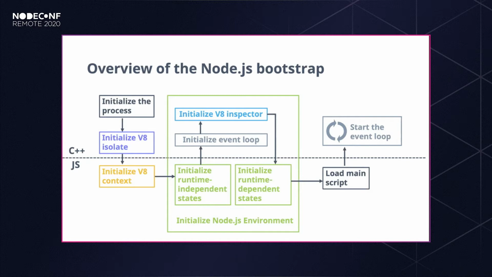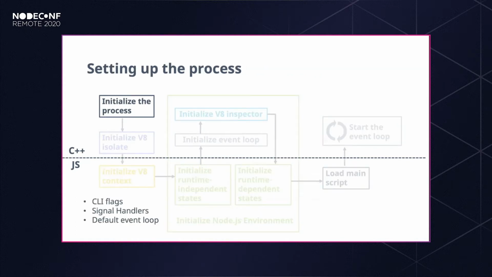When you type node from the command line, here are the things that Node is going to do before it can execute your code. First, we need to do a few setups that should only be done once per process. This includes processing command line flags, setting up signal handlers, initializing the thread pool, creating the default event loop, and so on. Later, the process is initialized, and one default event loop is created.